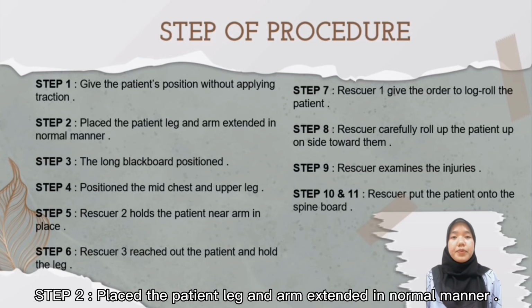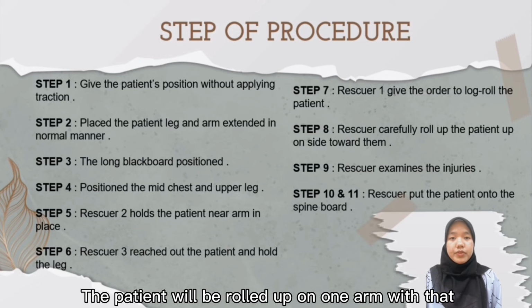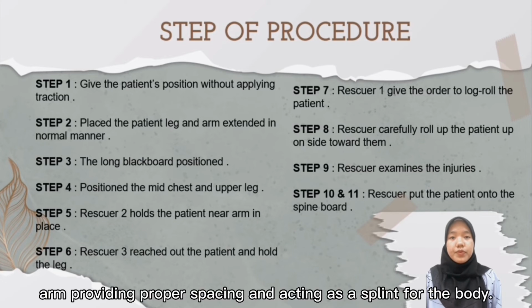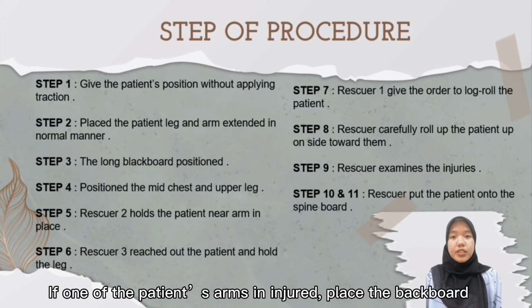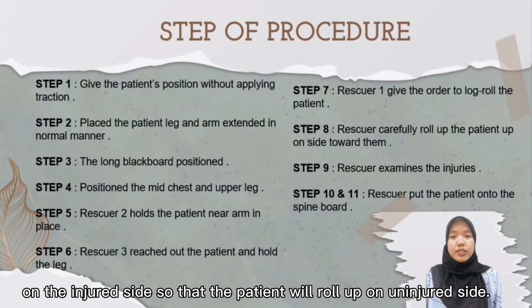Step 2. Place the patient's legs and arms extended in the normal manner. The patient will be rolled over one arm, and that arm provides proper spacing and acts as a splint of the body. Step 3. Place the long leg board in position next to the body. If one of the patient's arms is injured, place the backboard on the injured side so that the patient will be rolled onto the uninjured side.